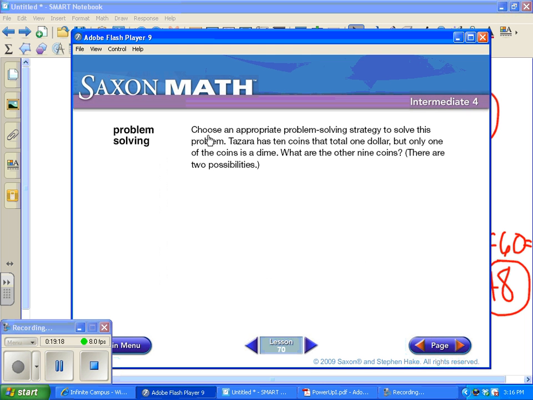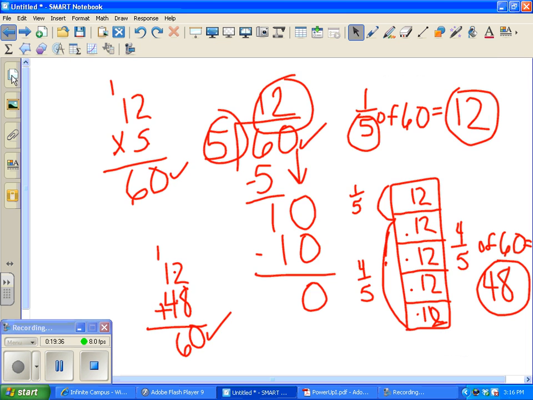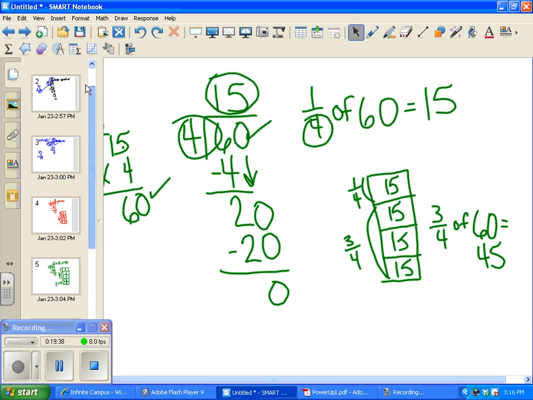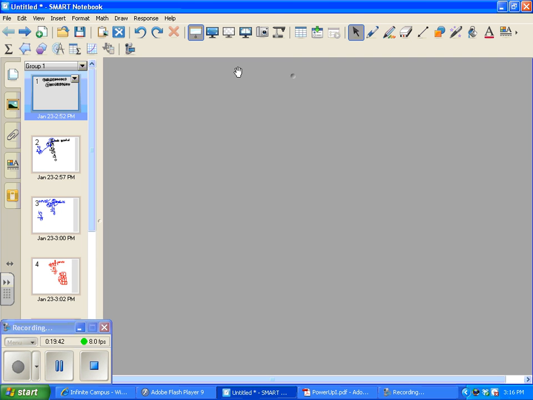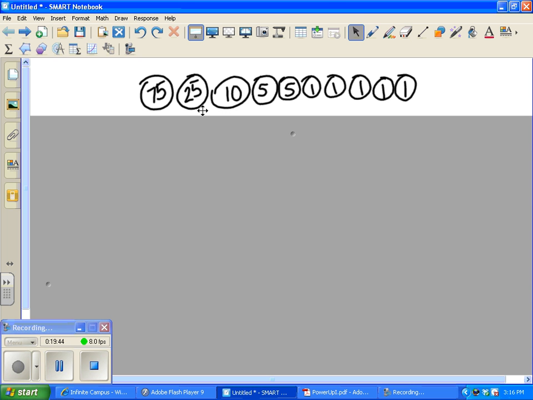Okay, choose an appropriate problem-solving strategy. Tazara has 10 coins that total $1, but only one of the coins is a dime. What are the other 9 coins? And it tells us there are 2 possibilities. And yes, you can use 50-cent pieces, a half dollar. So I'm going to go all the way back here. I had to play around with this in the beginning. And let's look at the first combination.